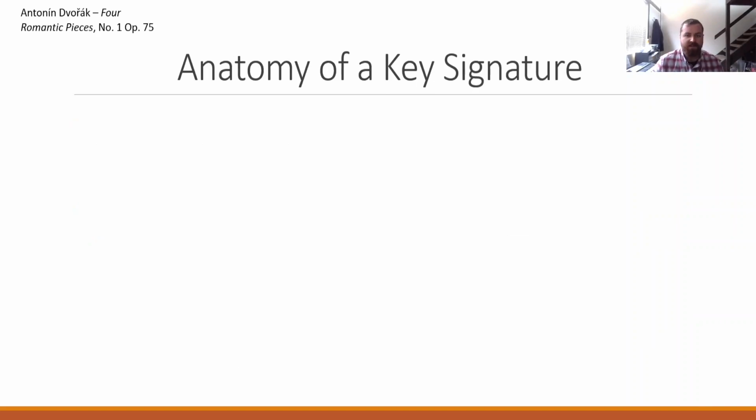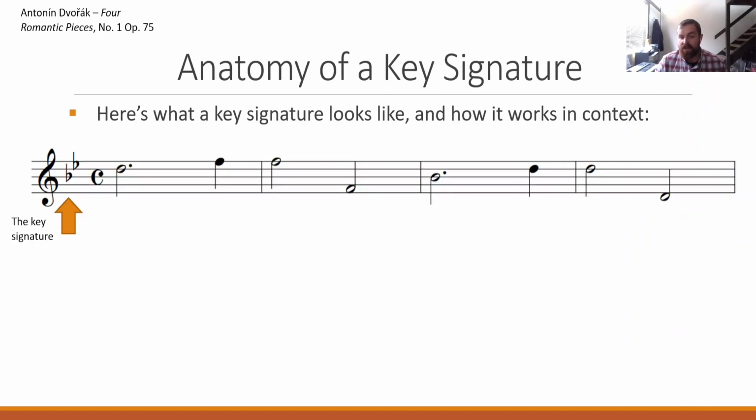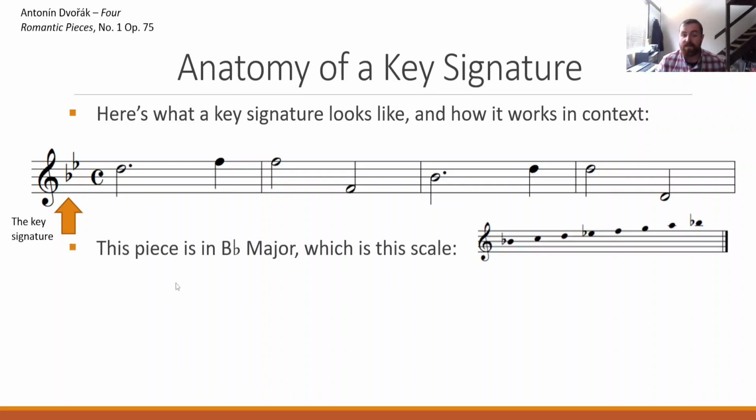So here's an anatomy of a key signature. Here's what the key signature looks like and how it works in context. The key signature is what's right over here. Notice that there's two flats over here after the clef and before the time signature. So this piece is in B flat major. I'll tell you how I knew that in a little bit here.